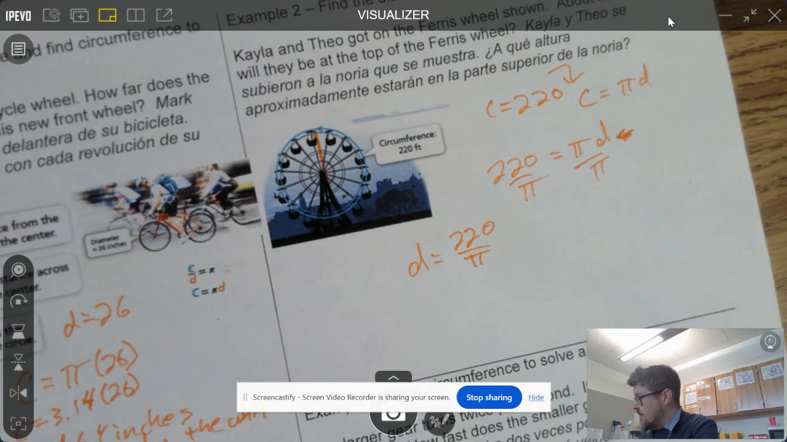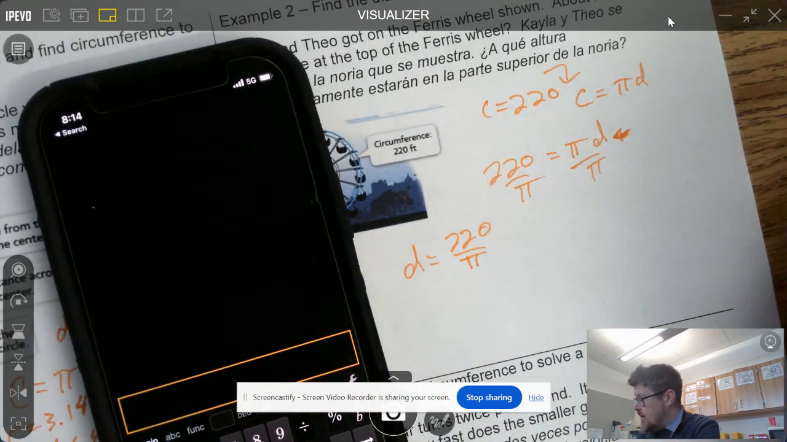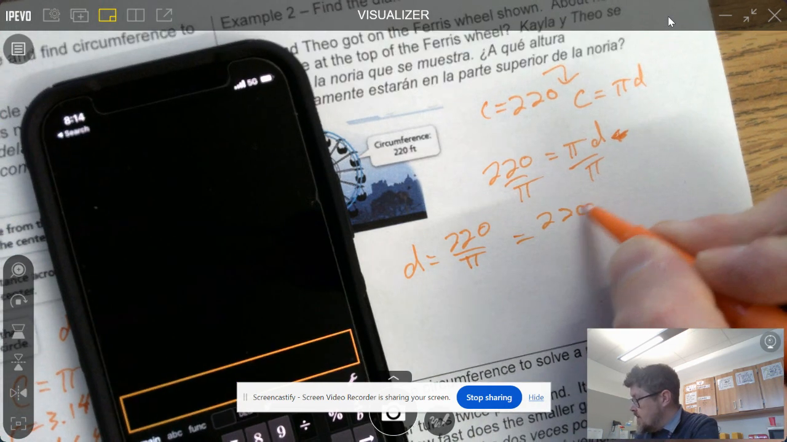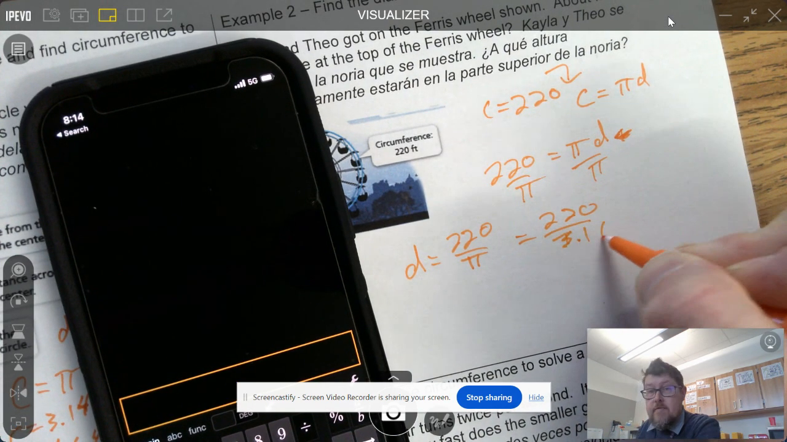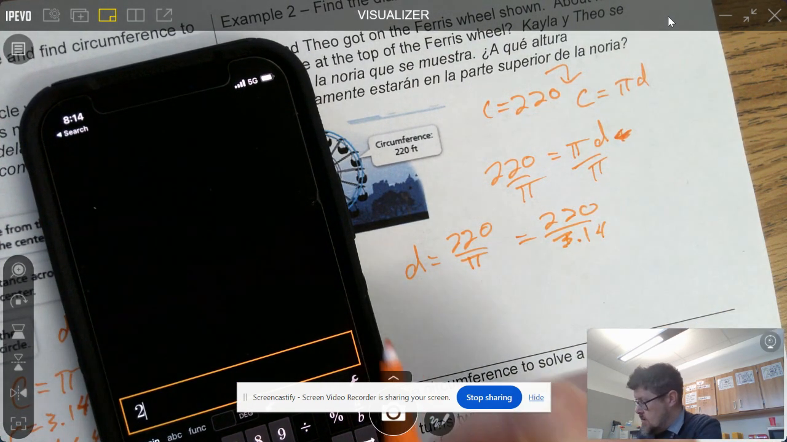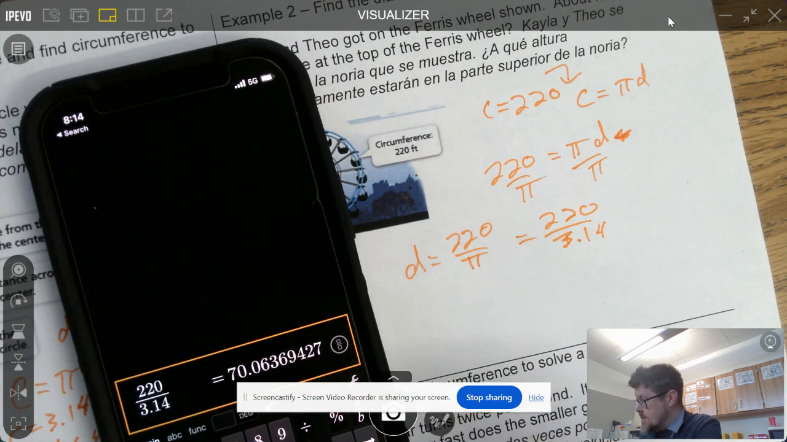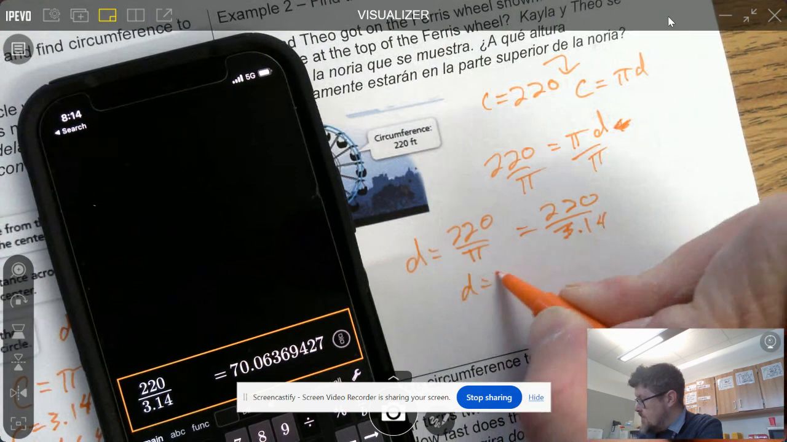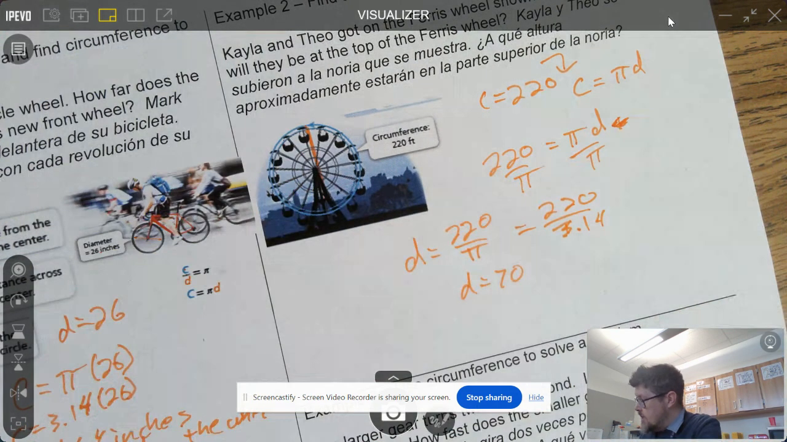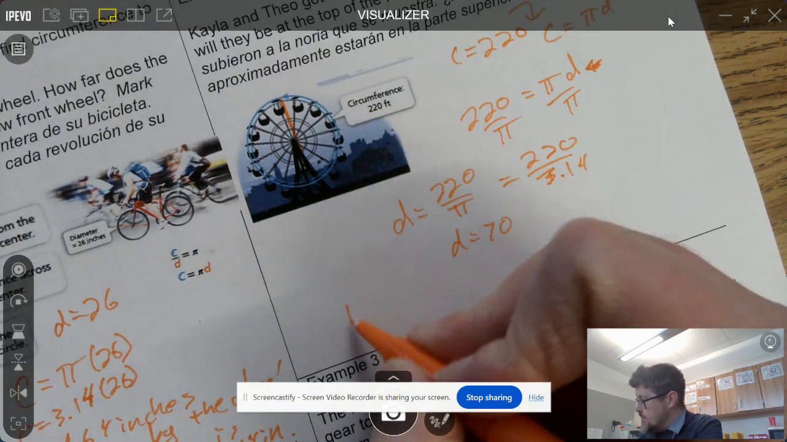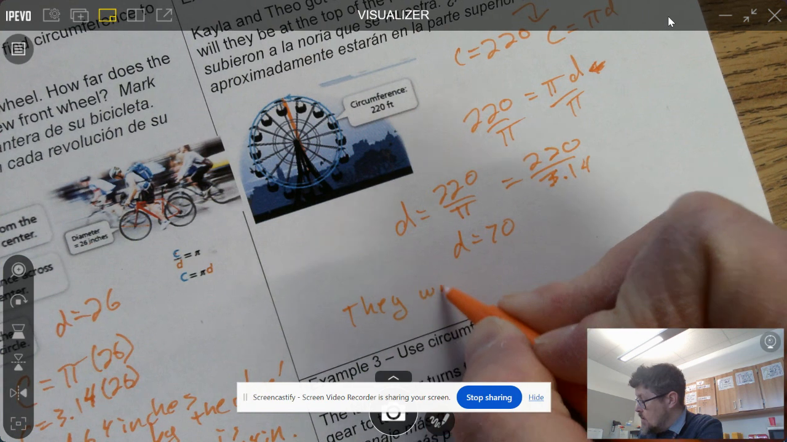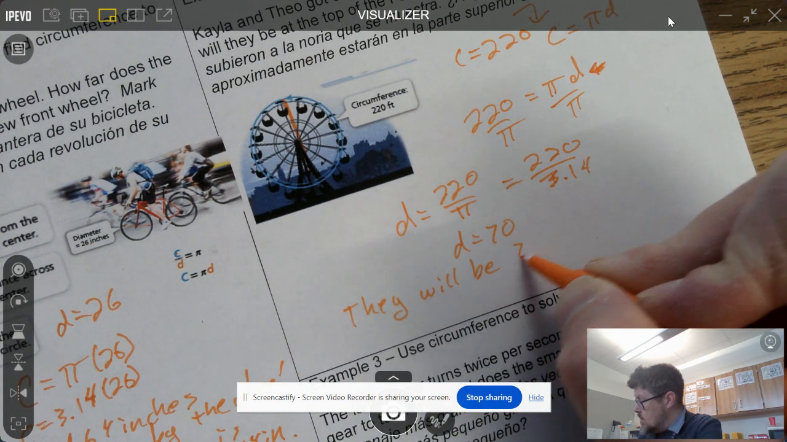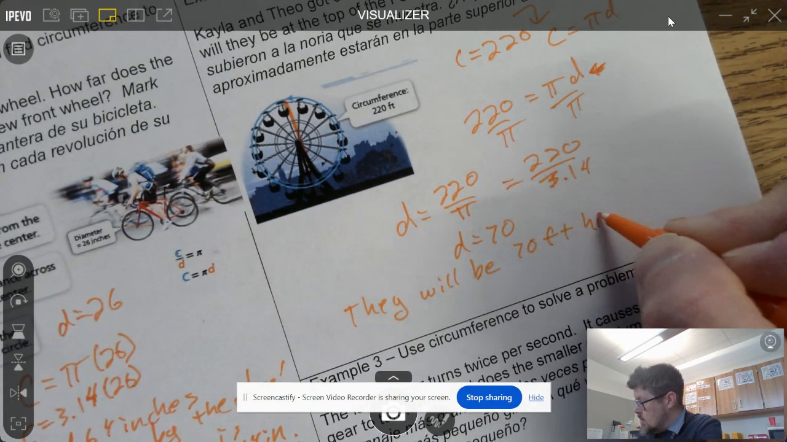So we're going to take that 220. We're going to divide by that pi. So it's the same thing as 220 divided by 3.14, which gives us 70, right? So d equals 70. They will be 70 feet high at the top.